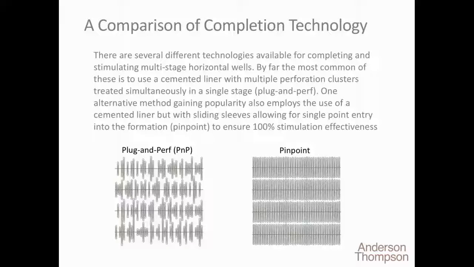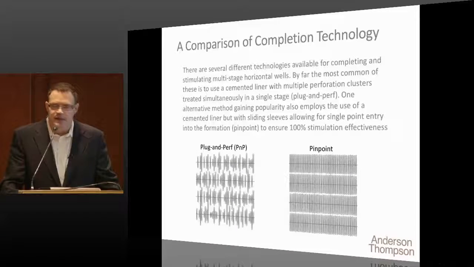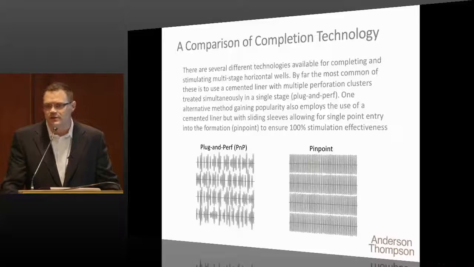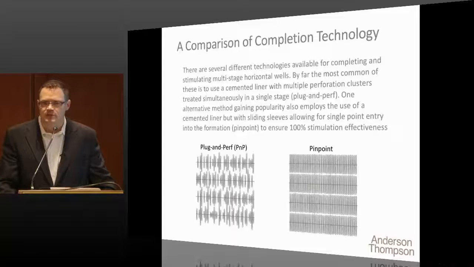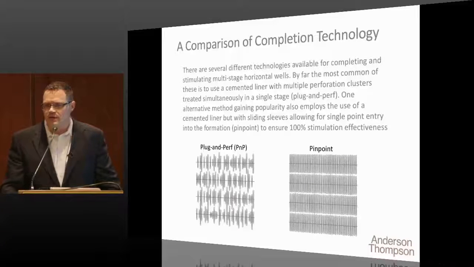The plug and perf is a limited entry system, as depicted in the bottom left-hand cartoon here, and it has advantages and disadvantages. One of its disadvantages is that it's a limited entry system that has several perforation clusters within an individual stage typically. Usually the perforation cluster count is anywhere between 3 and 6 clusters. And by having multiple entry points in the system as we pump our stage, the sand and the frac fluid can take whatever path it so chooses.